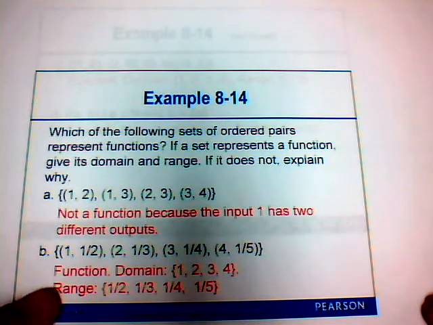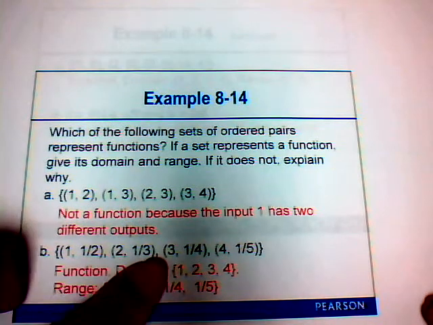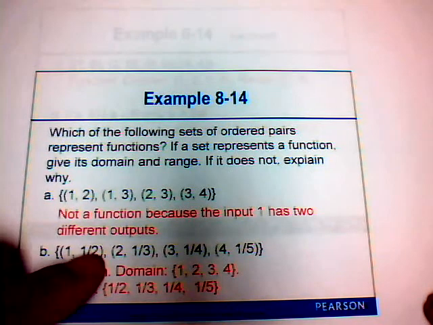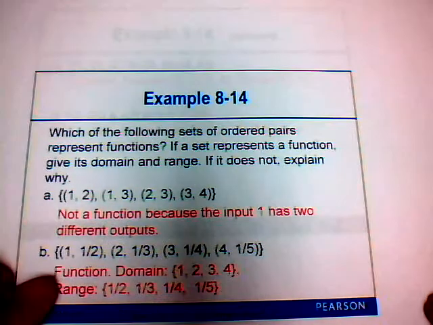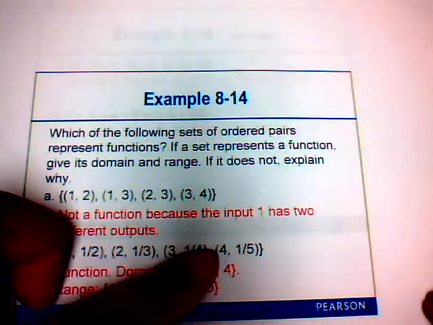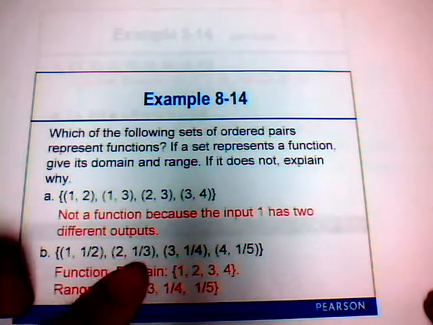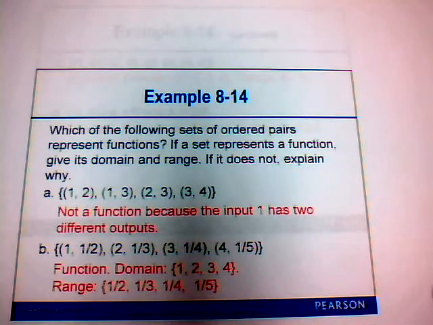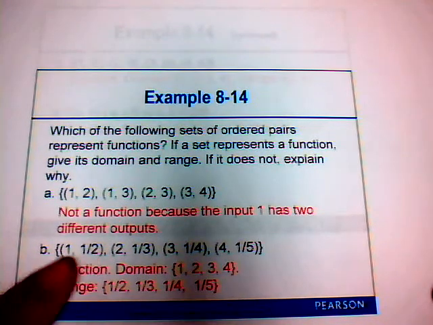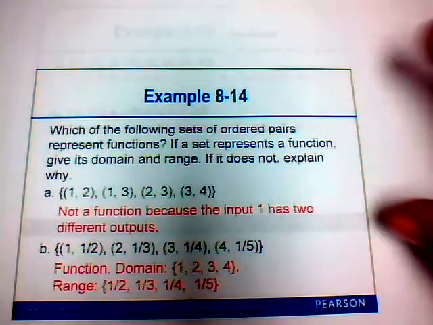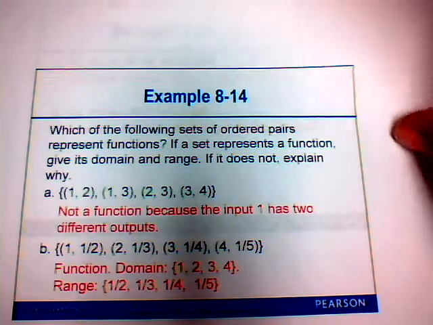B is a function because if you look at your first coordinates, which are your inputs, they're different. They're only paired with one element in the range. So here the function has a domain, which is 1, 2, 3, 4. The range is 1/2, 1/3, 1/4, 1/5. Now you can think of this as x and this as y. The first number is your x and the second number is y. And the domain will be the set of all x values, and your range will be the set of all y values.